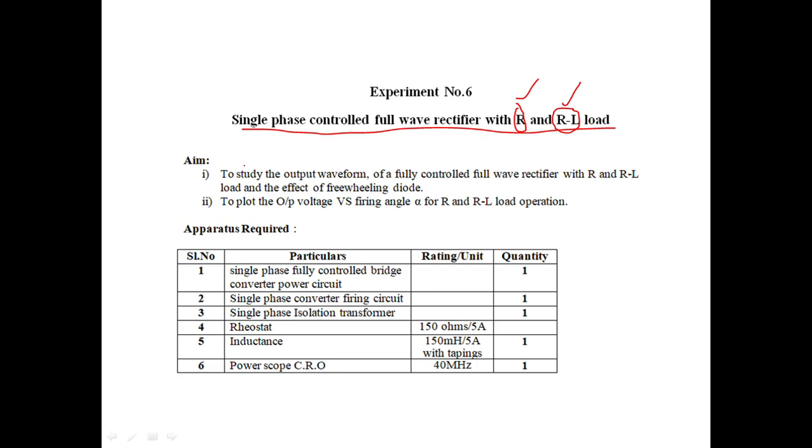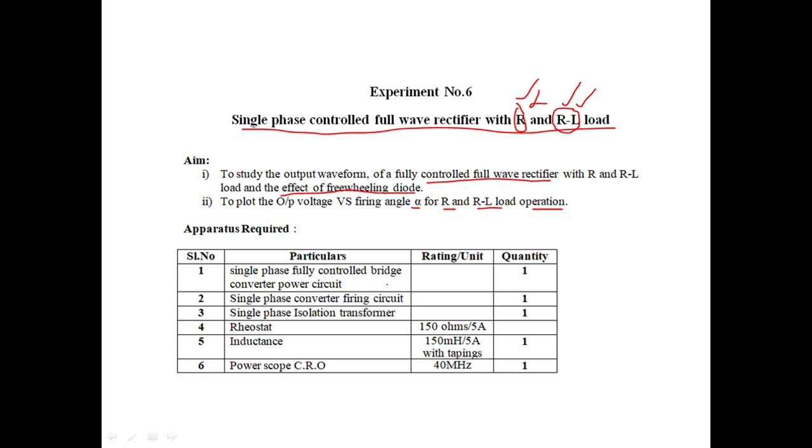Now, the aim of the experiment is to study the output waveform of a fully controlled rectifier with R and RL load and its effect of freewheeling diode, and to plot output voltage versus firing angle alpha for R and RL load operation. So this is our aim. Now the freewheeling diode will come into the picture only in RL load and will be absent in R load.